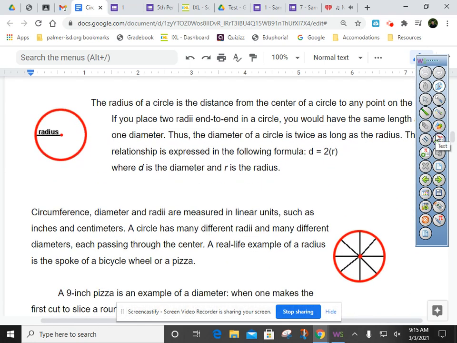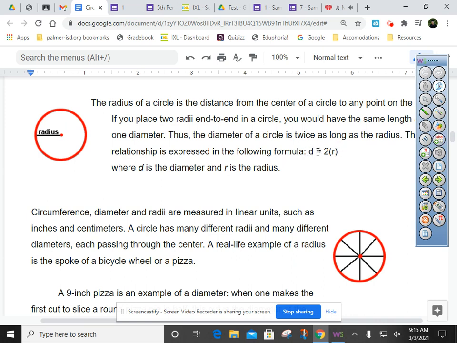We're going to talk about the radius of a circle. Okay? Here's a picture of it. The radius of a circle is the distance from the center of a circle to any point on the circle. If you place two radii end to end in a circle, you would have the same length as one diameter. So it is safe to say that the radius times 2 equals the diameter. The radius times 2 equals the diameter. That's what that says right there.